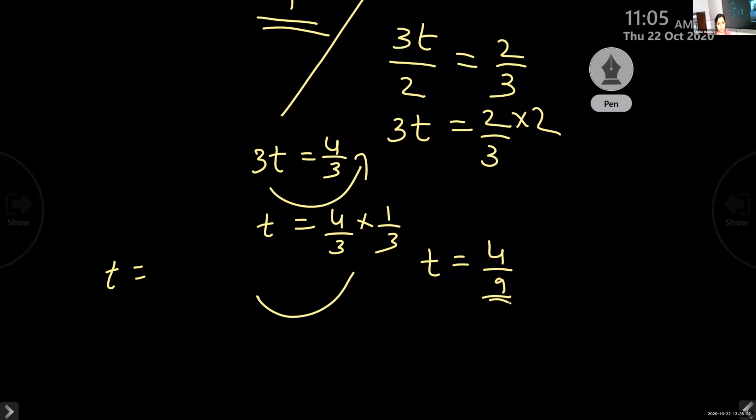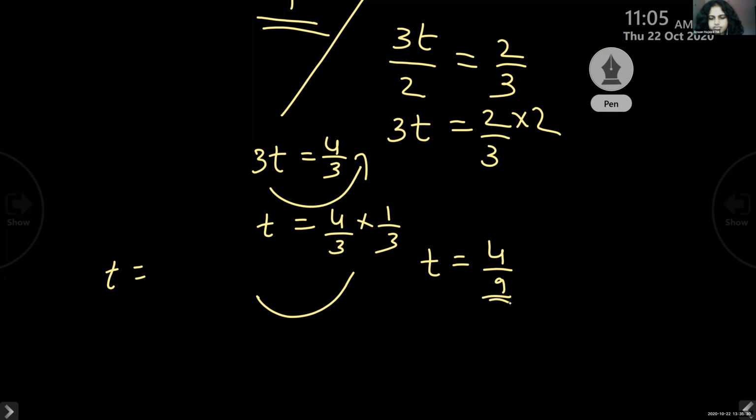Okay, that's what. Division of a fraction by another fraction, what will you do? We will take the reciprocal of the divisor and multiply with the dividend. Okay, that is the reason.